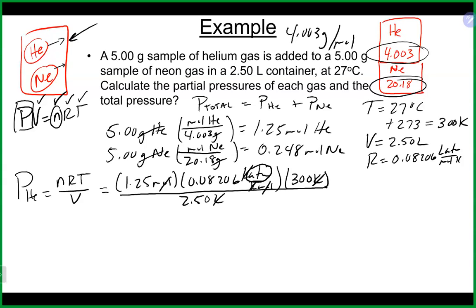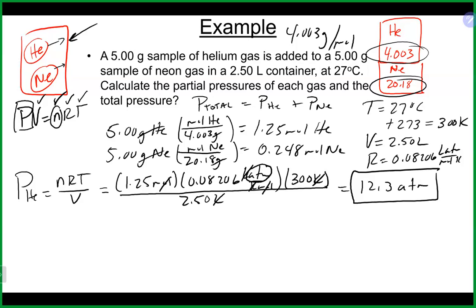That's 1.25 times 0.08206 times 300 divided by 2.5. And we'll go with a lovely 12.3 atmospheres. That number represents the partial pressure of helium in this mixture. So that is basically the pressure that helium is supplying to this mixture.